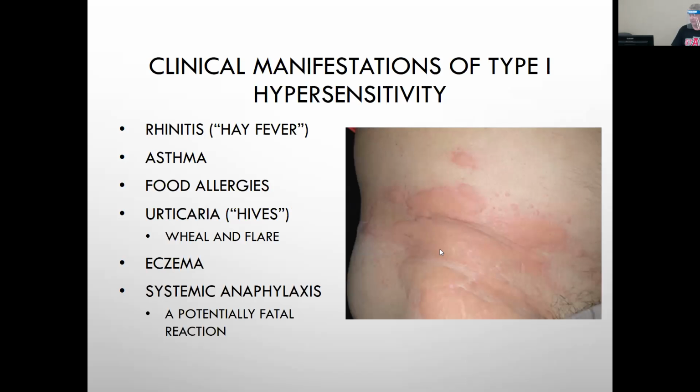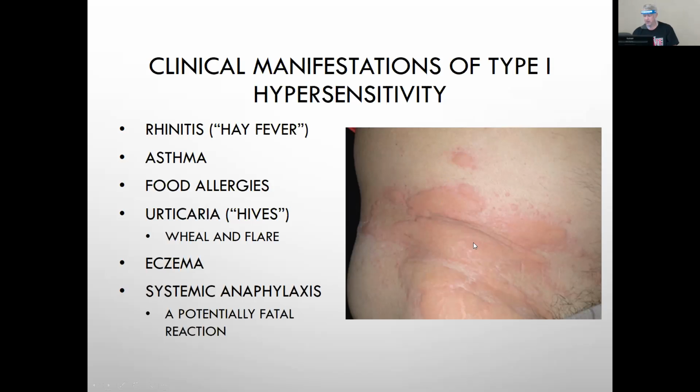Food allergies, urticaria hives, the wheel and flare. So we think about what? We think about our TB skin test that we do where they go sub-Q with the allergen and say, well, did it wheel and flare? Did it raise and red, right? So it looks like you got this kind of wheel and flare, which is a raised off the skin and starts to flare out.